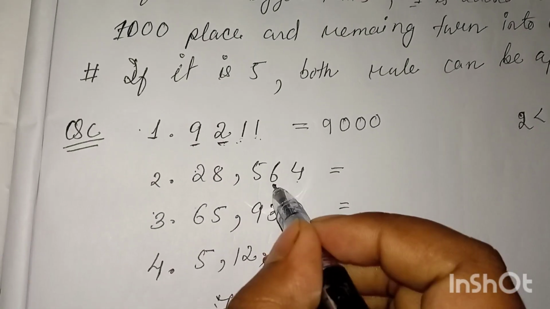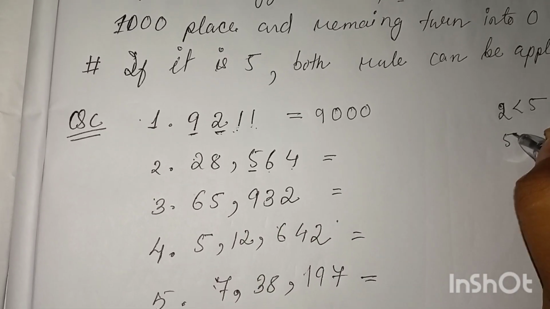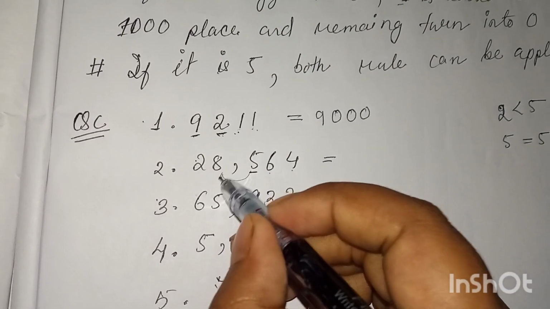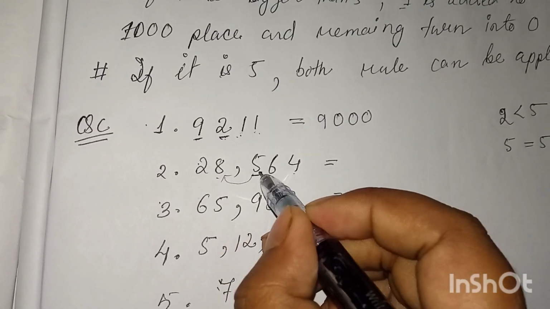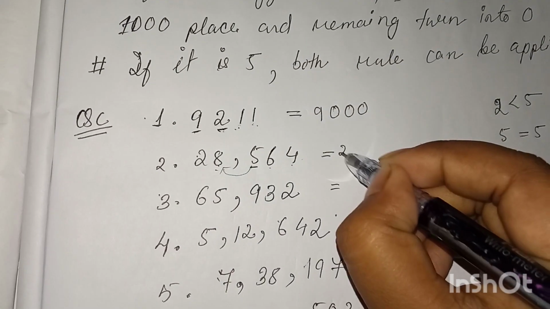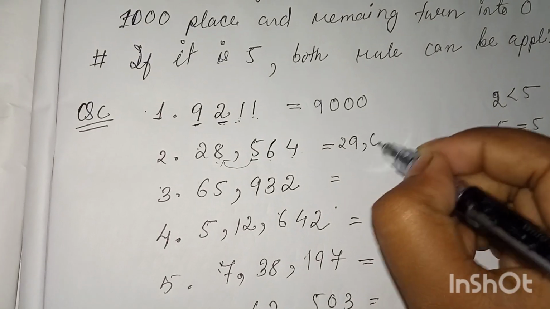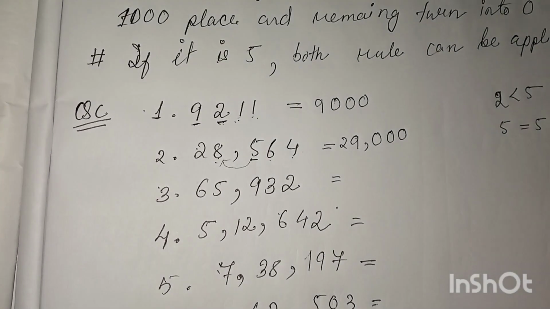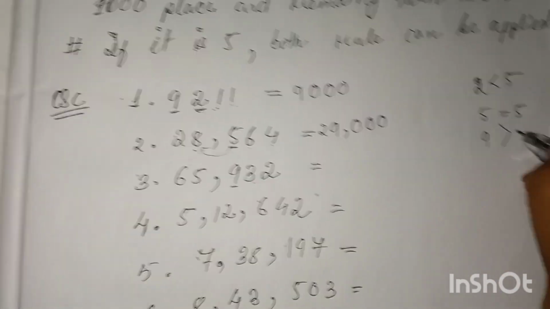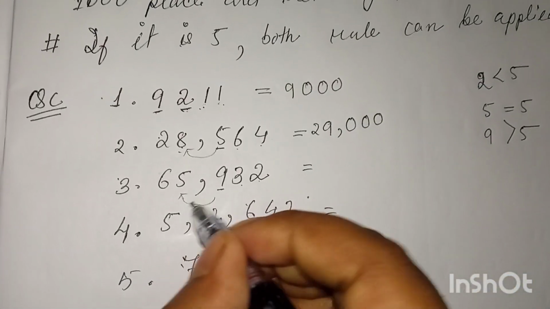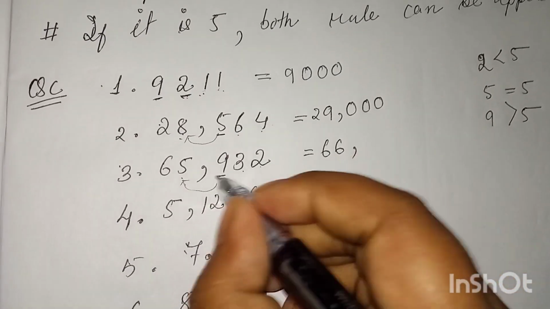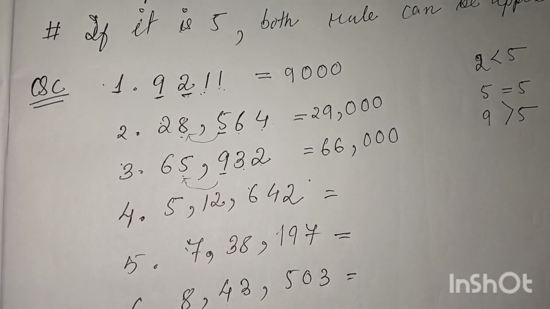Next, ones, tens, 100. In the 100 place we have 5. 5 is equal to 5, right? So we will add 1 to the 1000 place, and the rest of the places will turn into 0. So when we add 1, this 8 becomes 9. Then the rest of the places are 0. And again, in the 100 place, we have 9. 9 is bigger than 5. So 1 is added to the 1000 place. So this 5 will turn into 6 and the rest of the places will turn into 0.